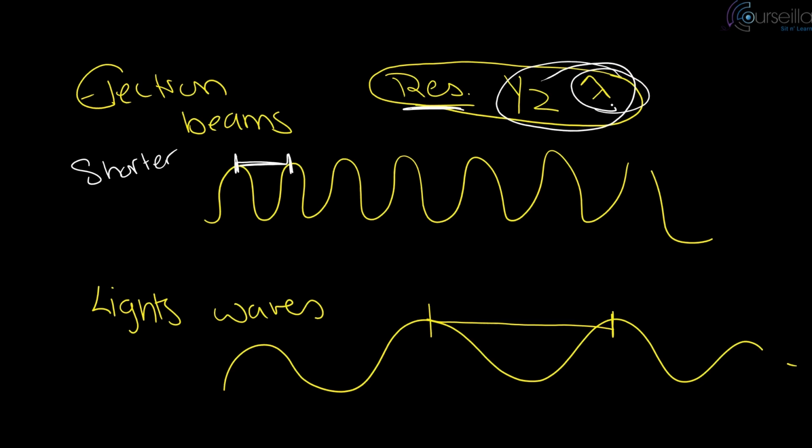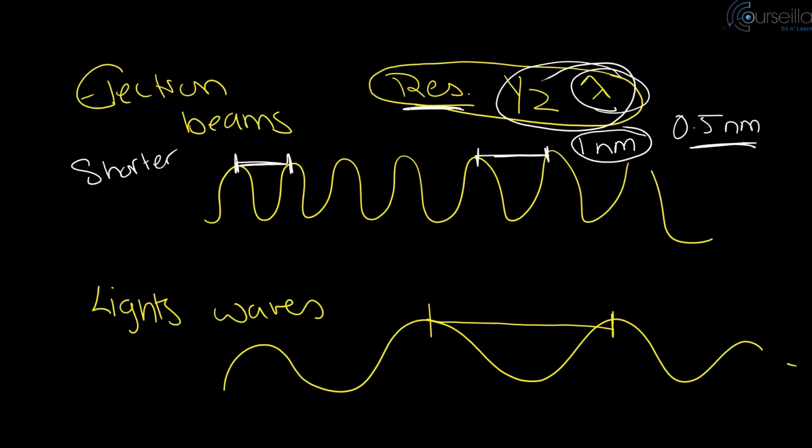Okay, in case you don't know the numbers, I'll tell you. The wavelength of an electron beam is 1 nanometer, and the resolution of an electron microscope is half that, which is 0.5 nanometers. Now, why should you know the numbers?